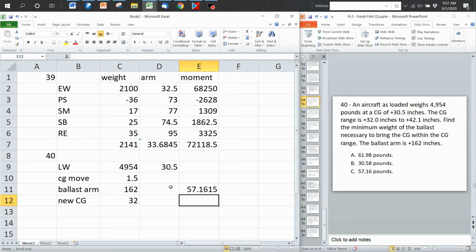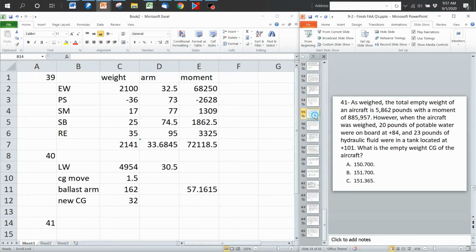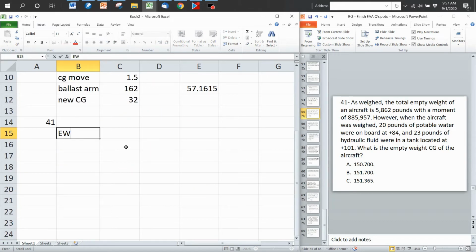All right, so that's got us ready for our next problem, which is 41. Over on 41, we have an aircraft, and this aircraft, as weighed, the total empty weight, new line. We're going to do this same as we've done it before. The empty weight is 5,862 pounds, and careful, look what they did over here. They put a moment of 885,957. They didn't tell us a CG, they just told us a moment. And so we have to be careful and put it in the right column.